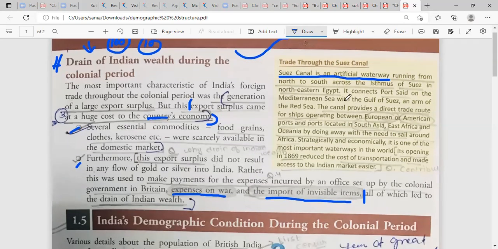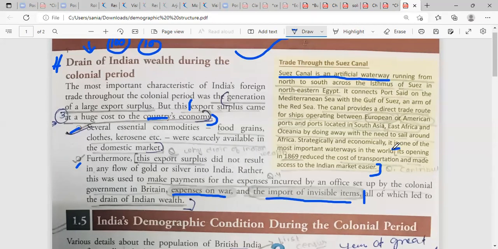Basically, it connects Port Said on the Mediterranean Sea and the Gulf of Suez, an arm of the Red Sea. This is what you have to remember. First, the Suez Canal is an artificial waterway, and second, you have to write its opening in 1869. It reduced the cost of transportation and made access to the Indian market easier. Clear? It was opened in 1869 and it reduced the cost of transportation.